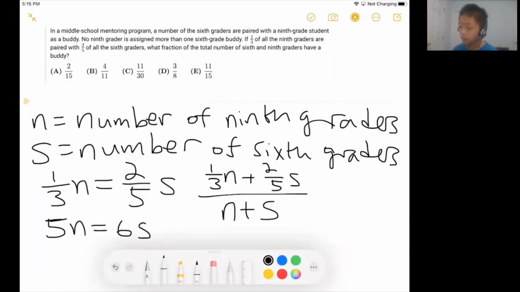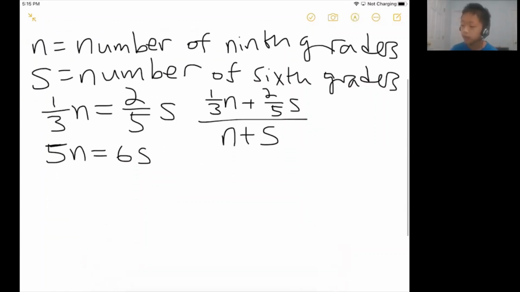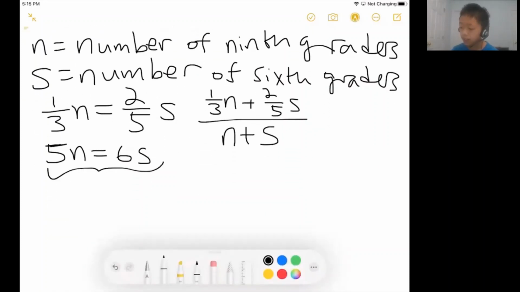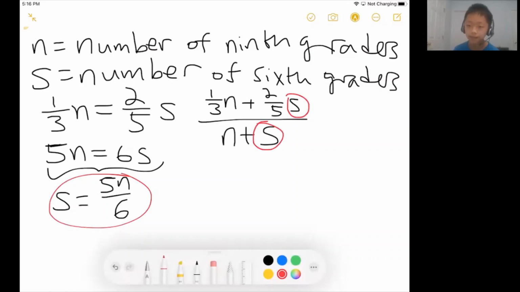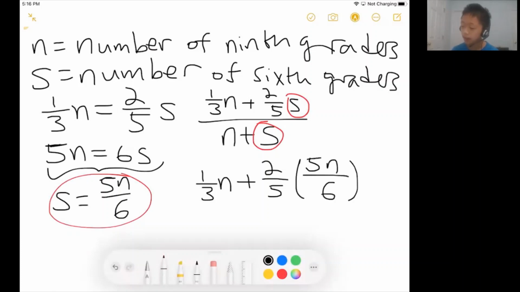Notice that I can now say from this equation, when I divide by 6 on both sides, s is going to equal 5n over 6. So I can substitute this expression for s just to remove it. If I substitute, I would have 1/3 of n plus 2/5 times s, where s is equal to 5n over 6. And then I divide this by n plus s, so n plus 5n over 6.